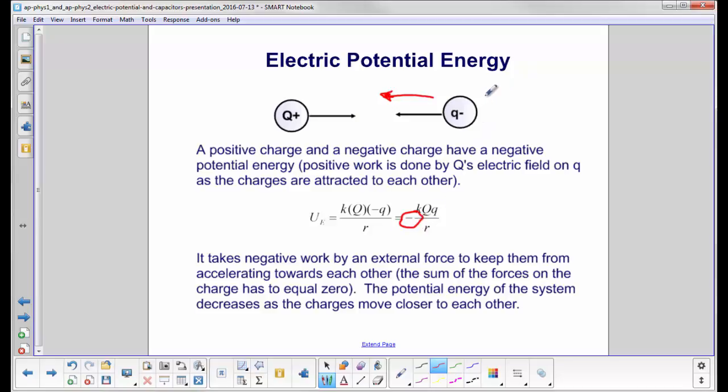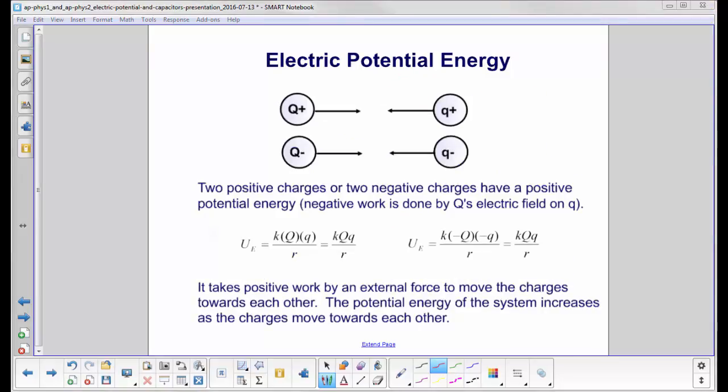What are the forces acting? Well, we told you we wanted to keep a constant velocity, so that means the net force has to be 0. So the external force, right, so the balance of the forces here is 0. This is the force due to the E field. So we have negative work being done by the external force to keep them from accelerating towards each other. The potential energy of this system decreases as the charges move closer to each other.